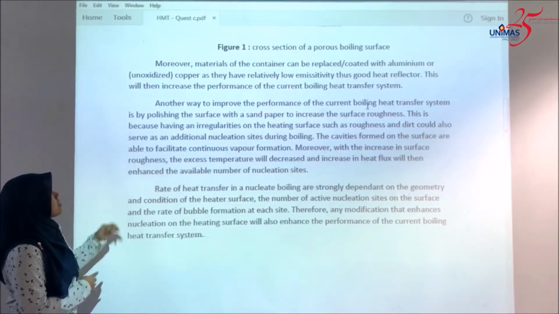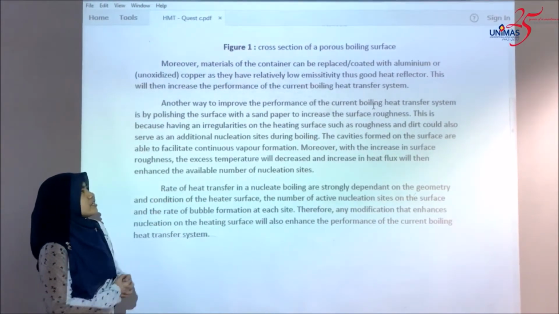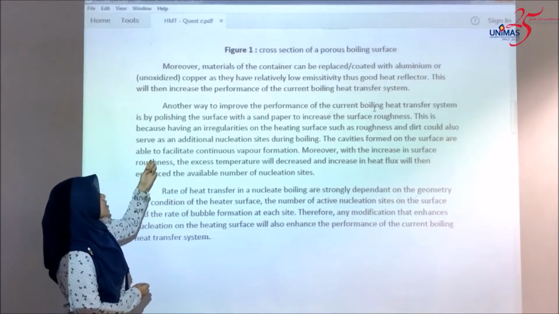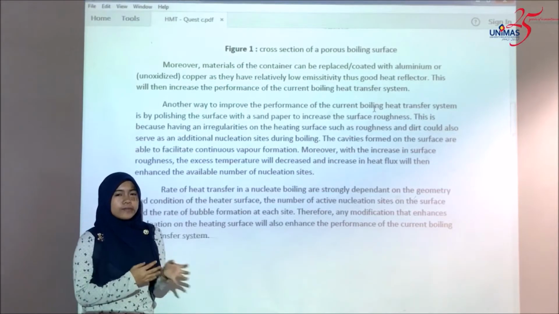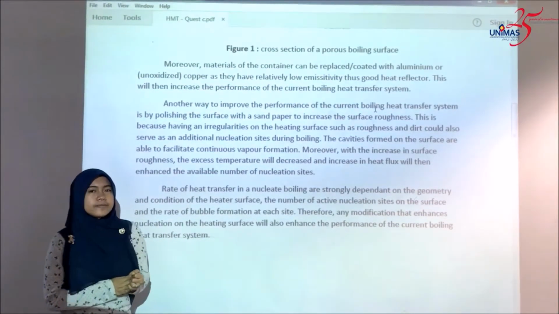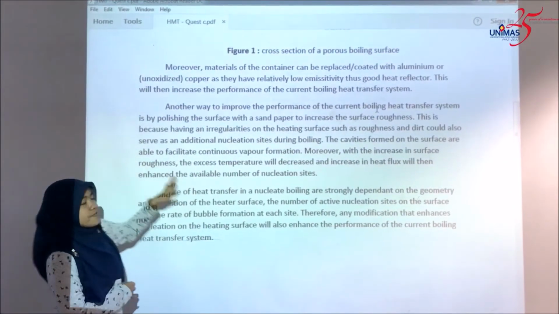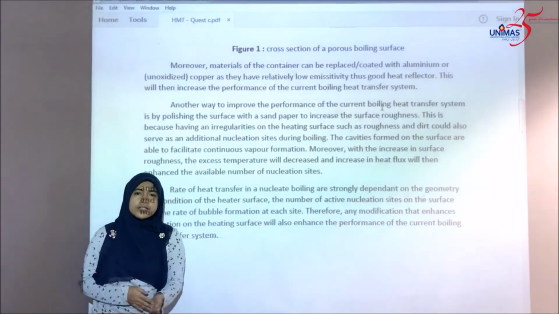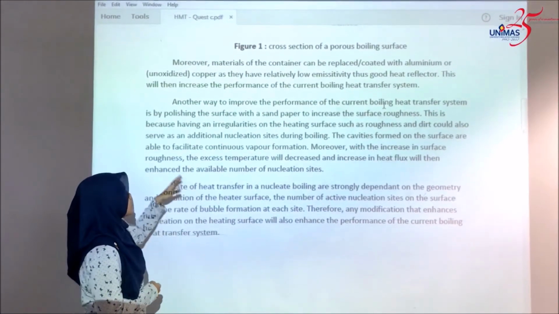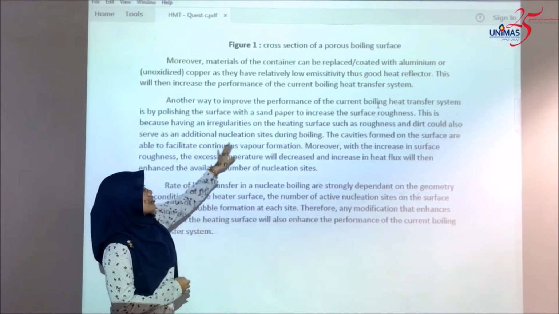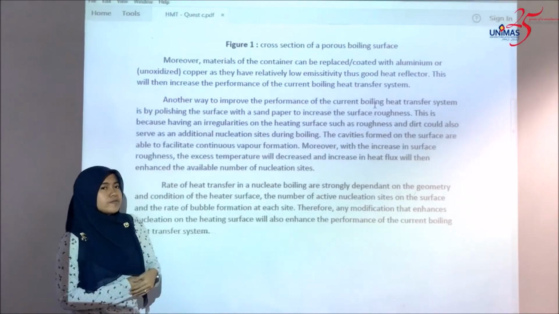Next, we can replace or coat the material of the container with aluminium or unoxidized copper because they have low emissivity, so they can reflect heat more, thus enhancing the heat transfer. Another way is to polish the surface with sandpaper to increase surface roughness. This is because irregularities such as surface roughness will serve as additional nucleation sites during boiling, so it will also facilitate continuous vapor formation.